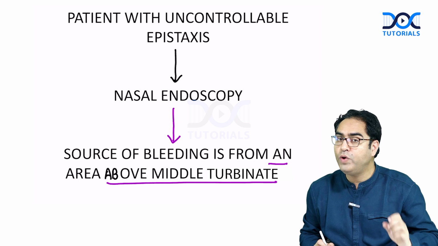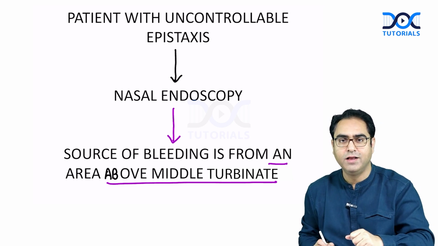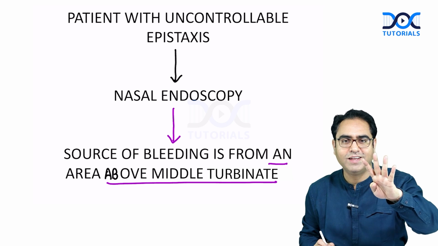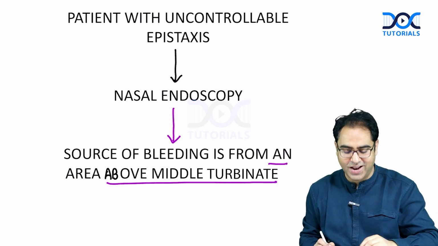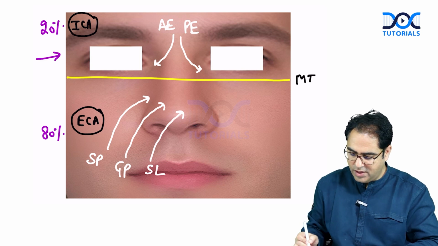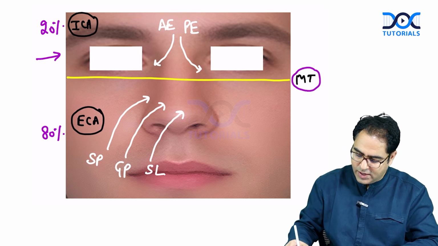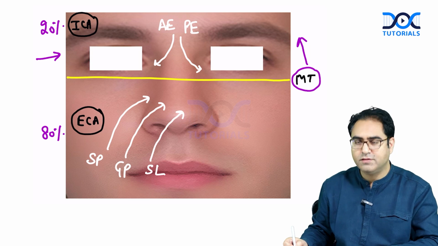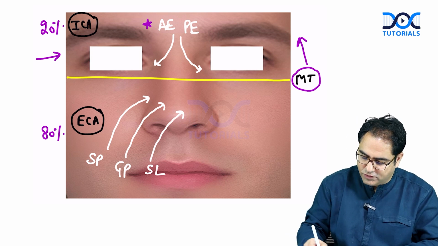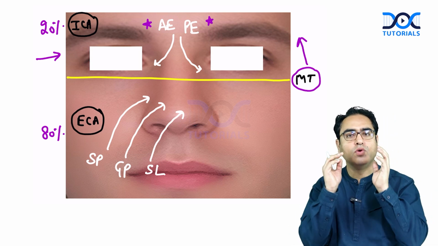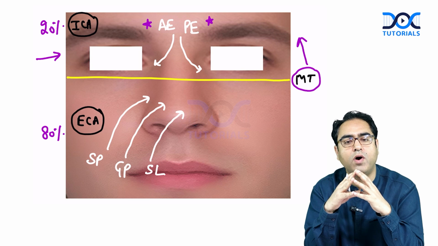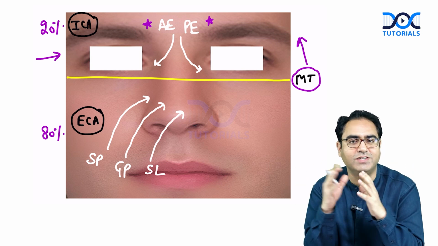Then you tell me, which artery shall I be ligating? Greater palatine, sphenopalatine, superior labial, or ethmoidal artery? The answer is ethmoidal artery ligation. Please see over here on the screen. Please see the area above the middle turbinate. The area above the middle turbinate is ICA territory, and the names of the blood vessels are anterior ethmoidal and posterior ethmoidal artery. So if the source of bleeding is by chance located in an area above the middle turbinate, then let us go straight away for ethmoidal artery ligation.